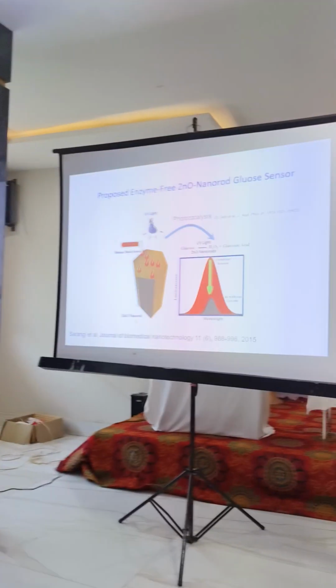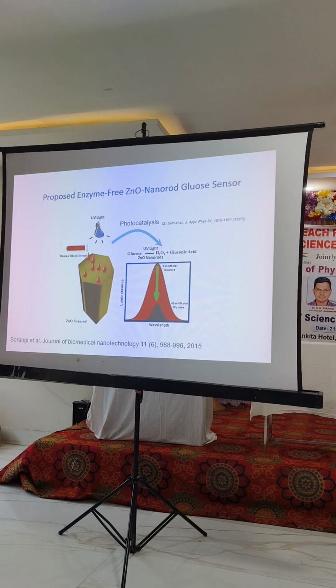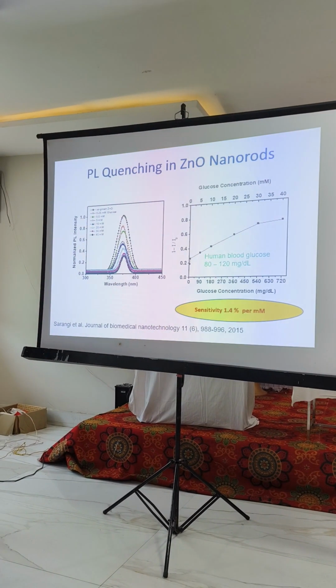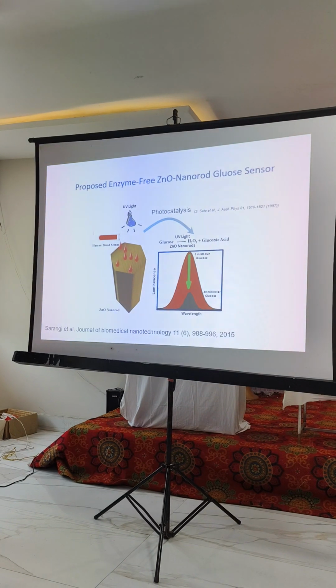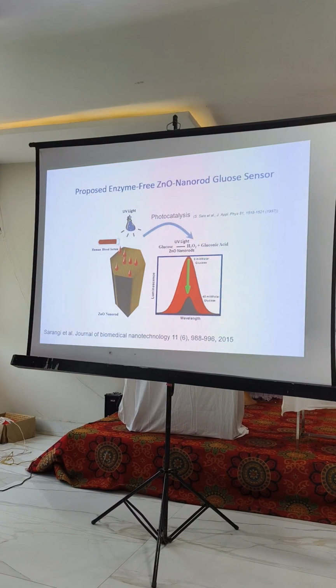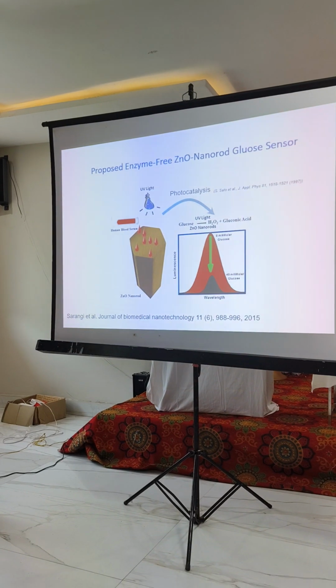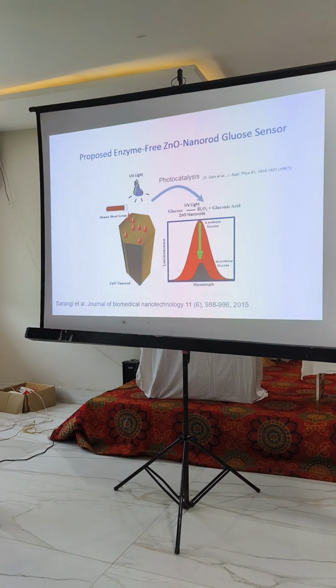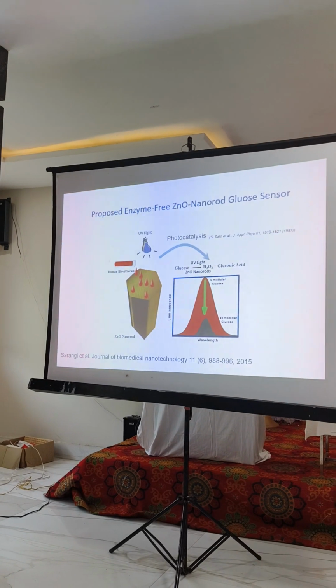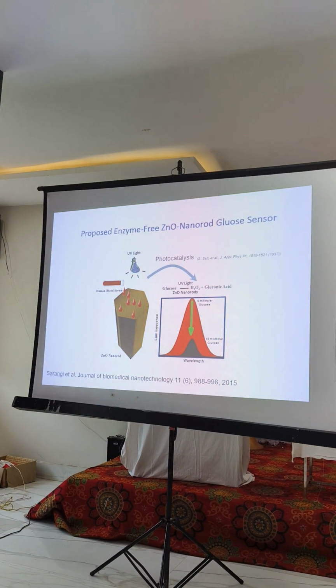What I found: when I put blood serum on the zinc oxide nanorod and put on a UV torch, this UV energy is sufficient to work with the zinc oxide nanorod and give me this equation. Glucose, zinc oxide nanorod, UV, then it gives me hydrogen peroxide and gluconic acid. This hydrogen peroxide is also responsible for luminescence quenching, meaning if there is more hydrogen peroxide, there will be less luminescence.